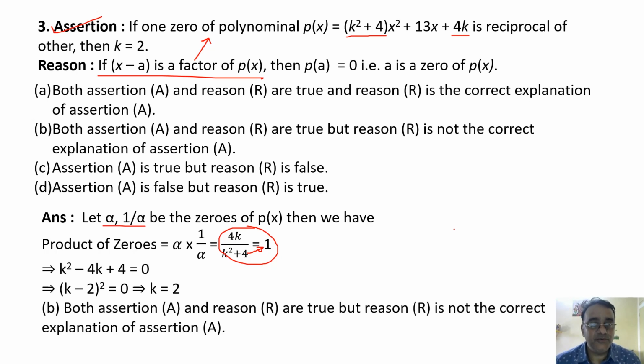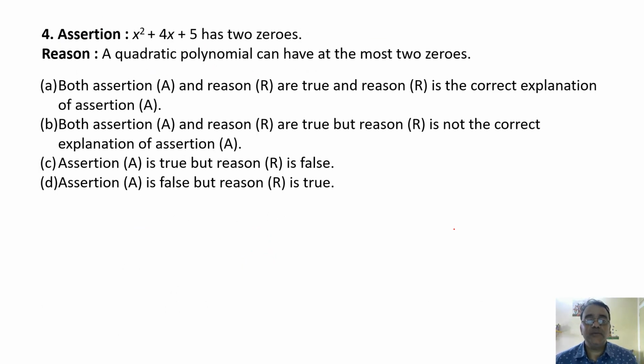Right, now let us move towards question number 4. x square plus 4x plus 5 has two real zeros. A small correction here: two real zeros. Okay, a quadratic. The reason is given: a quadratic polynomial can have at the most two zeros. That is true. We know that a polynomial of degree n can have at most n zeros.